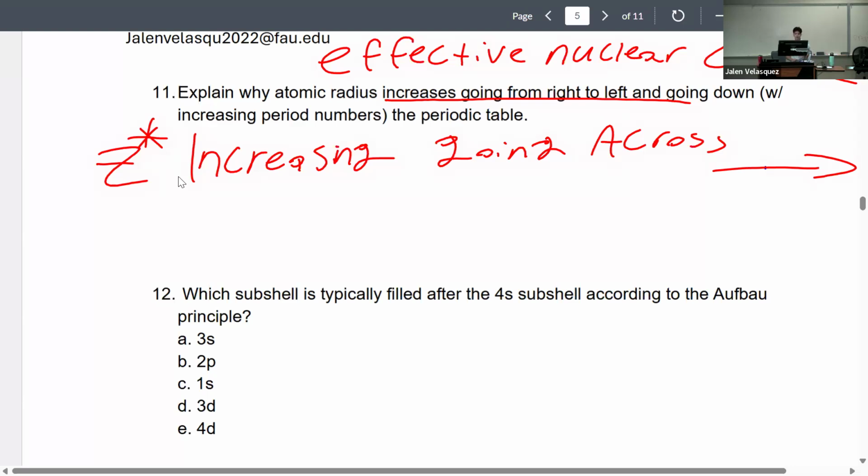Okay, so that explains why the atom size decreases going to the right or increases going to the left. But why is the atom size also increasing going down with, and here's your key word, with increasing period numbers? What did I say earlier the period number was? What does that tell you? The shells, right? So the period number is how many energy shells you have.